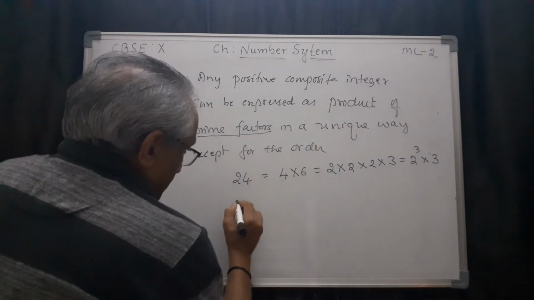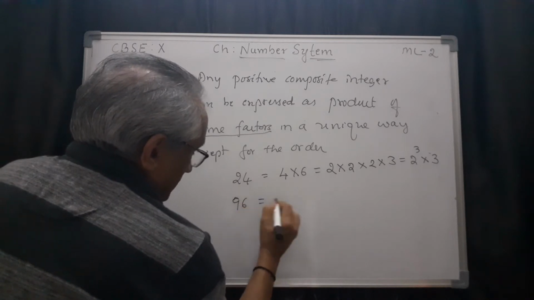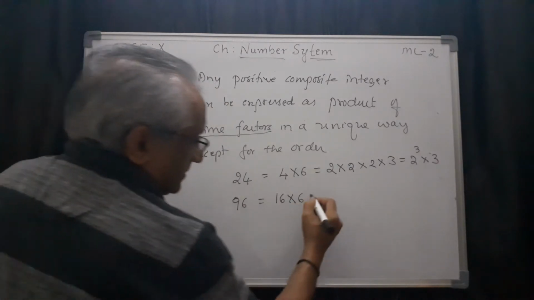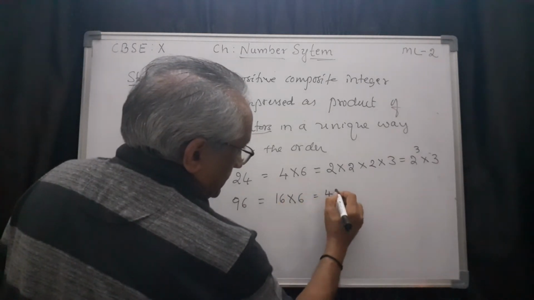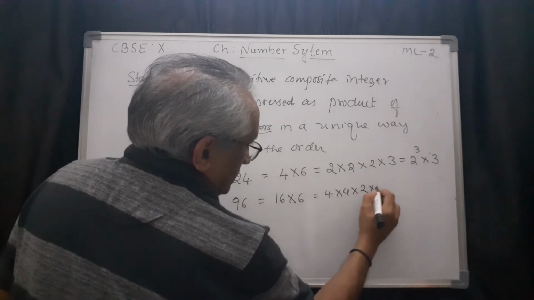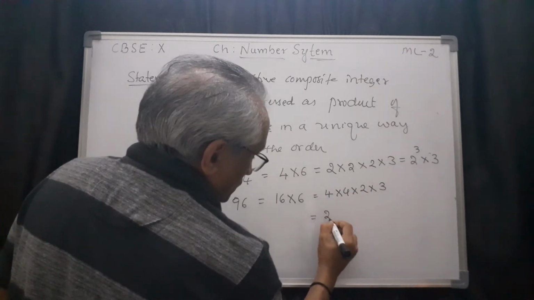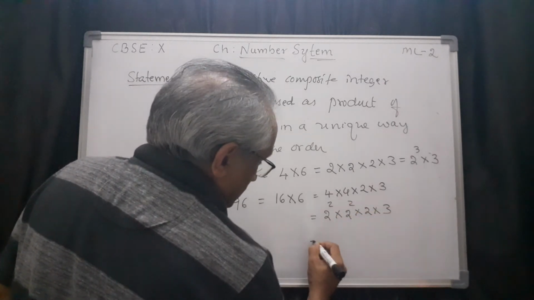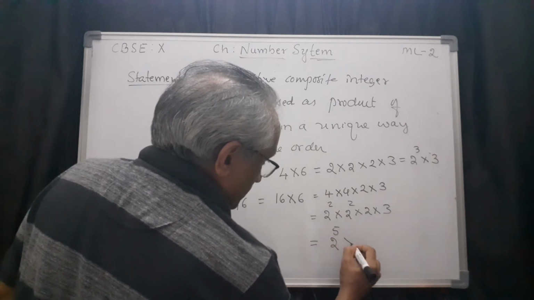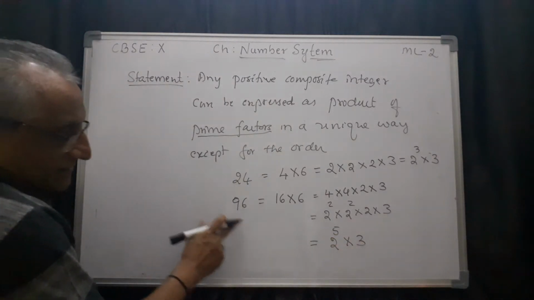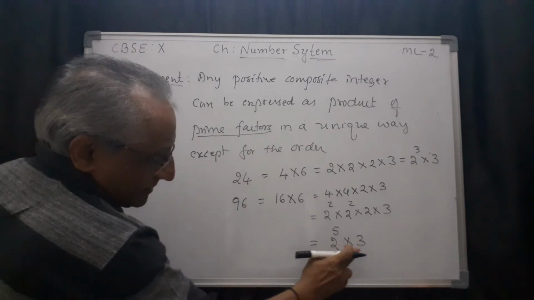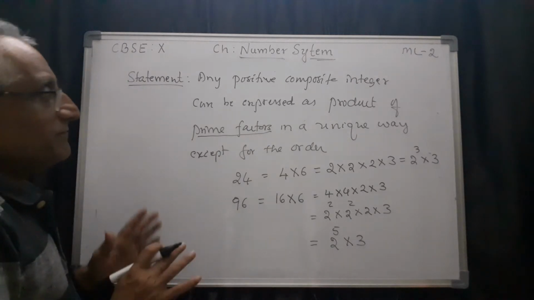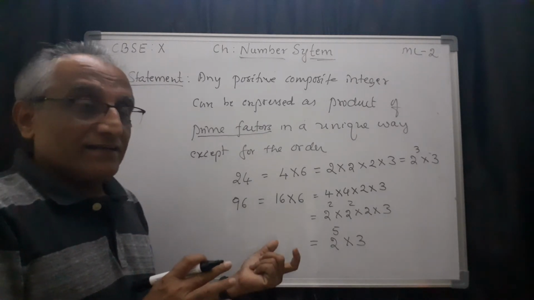Suppose you take 96. So 96 is 16 into 6. This 16 you can write as 4 into 4, into 2 into 3. Once again, this is 2 square, this is 2 square, this is 2 into 3. Therefore this is 2 power 5 into 3. Once again, 2 is a prime number, 3 is a prime number, 2 multiplied 5 times, 3 once. So this is called prime factorization.